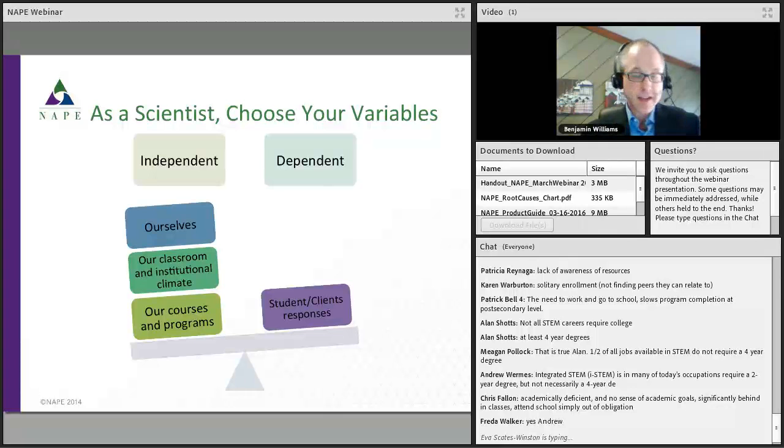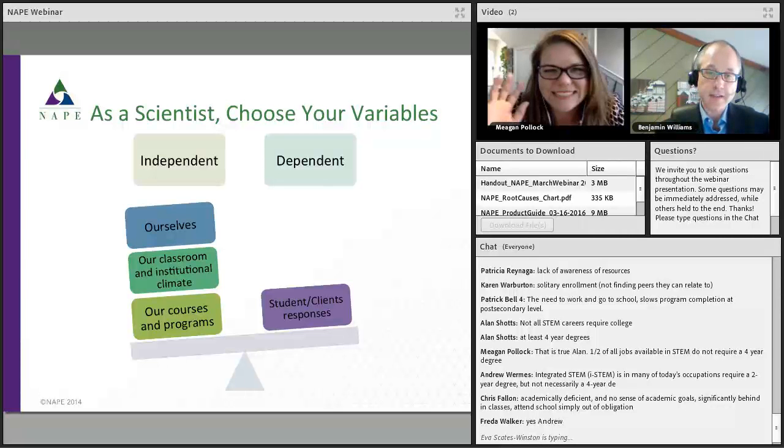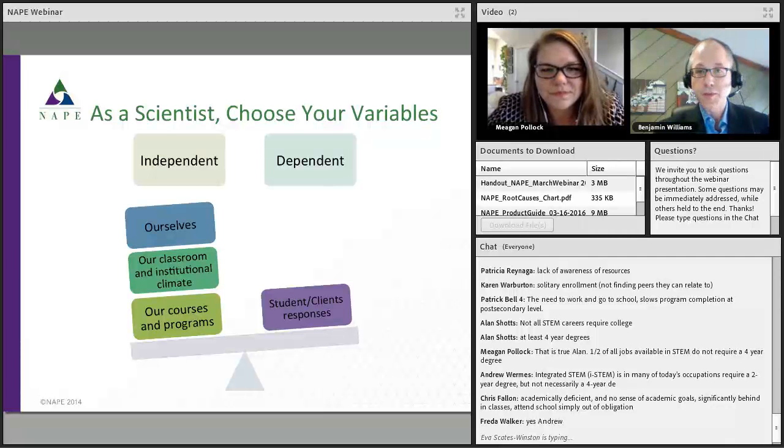So with that, I would like to invite my colleague, Dr. Megan Pollack, to now talk about a framework through which we can look at the effects that implicit bias has on students as we think about these barriers that may exist to entering into these high-tech, high-wage, high-skill STEM career pathways. So Megan, take it away.